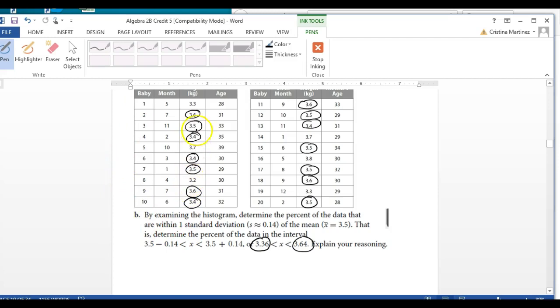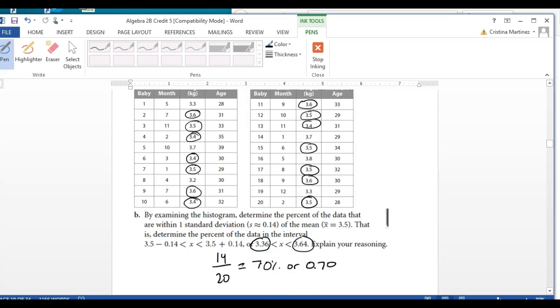So as you can see here, we circled all of these values that are between that range. So there's about 1, 2, 3, 4, 5, 6, 7, 8, 9, 10, 11, 12, 13, 14 values out of 20. So let's go ahead and work that out as a decimal. And you should have gotten about 70%, or as a decimal 0.70.